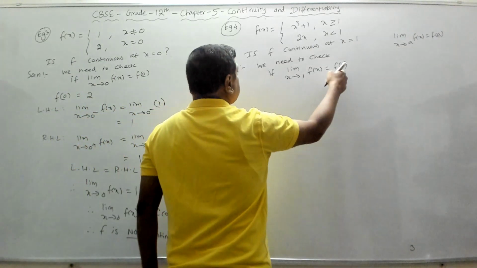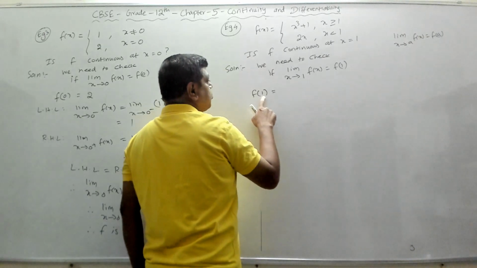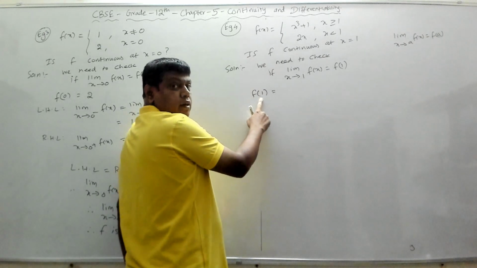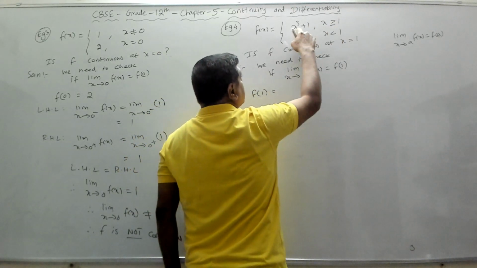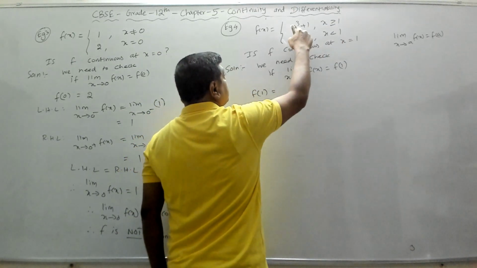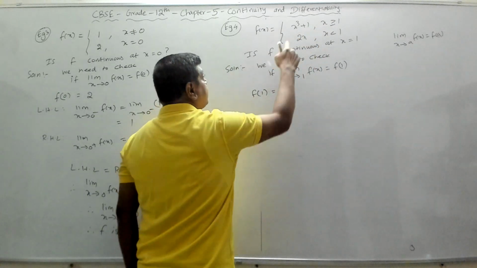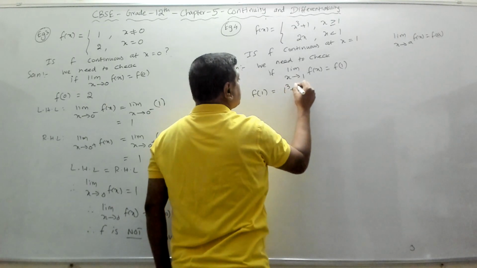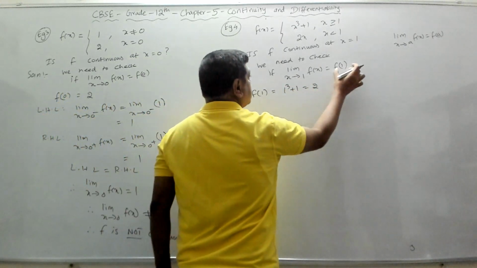Now what is f of 1? Let's find f of 1. When x is equal to 1, f of 1 means we have put x equal to 1. When x is greater than or equal to 1, we have to use this function. So f of 1 will be 1 cube plus 1, which is 2. So we have found this. Now we should find this.